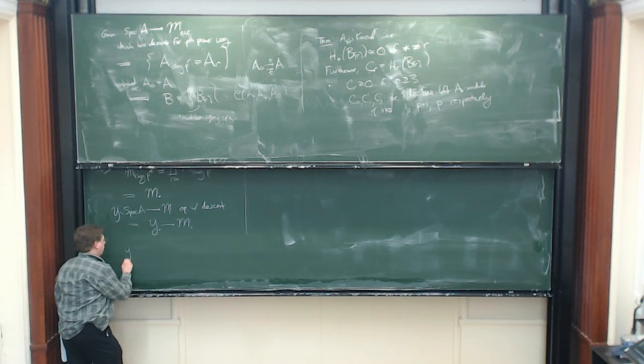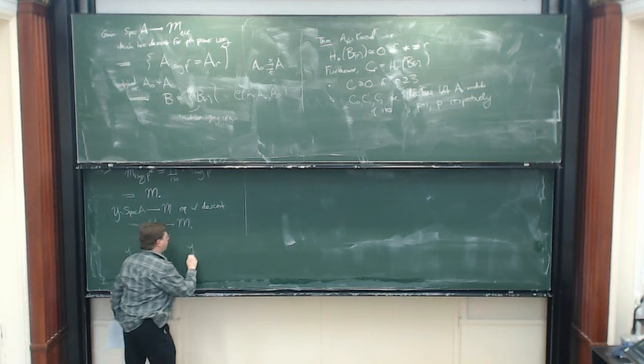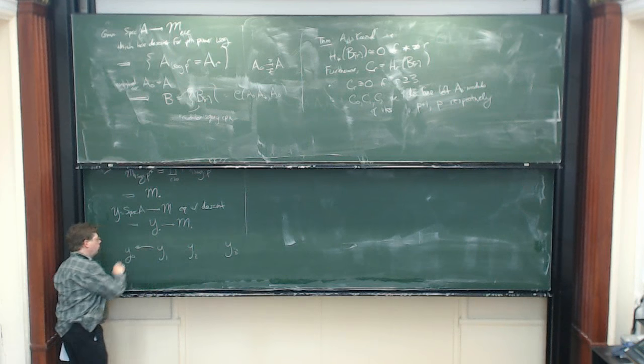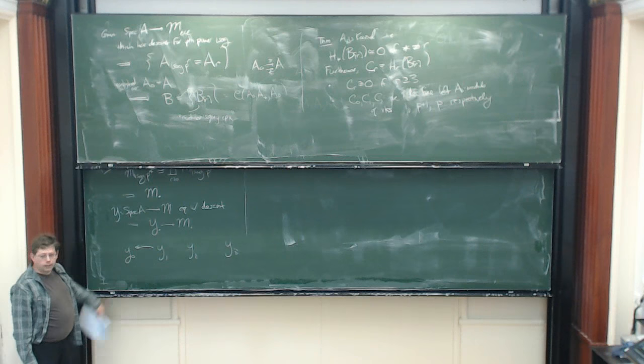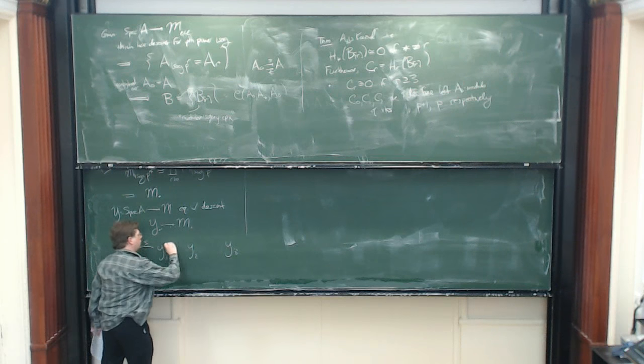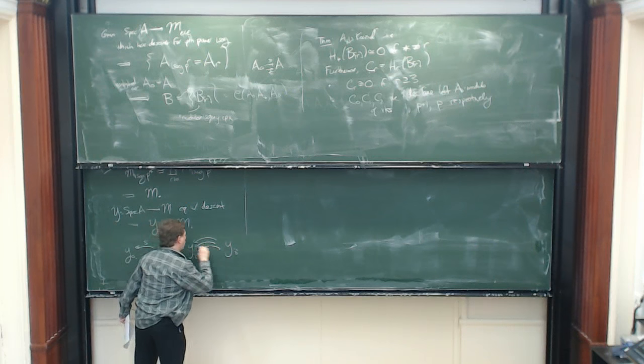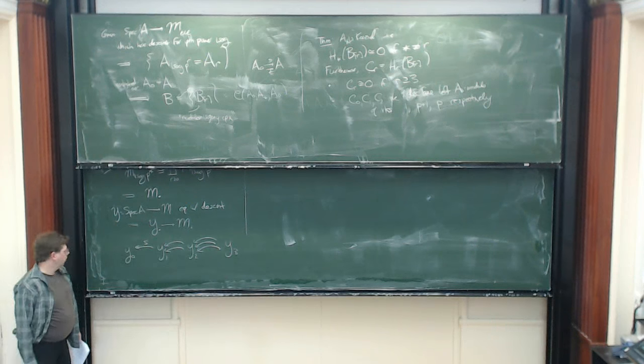So I have this sequence of objects, y0, y1, and y2. And I have two boundary maps from y1 to y0, source and target. But I'll just write down one of them. I have three maps here, I'll just write down two. I have four maps here, but I'll just write down three.